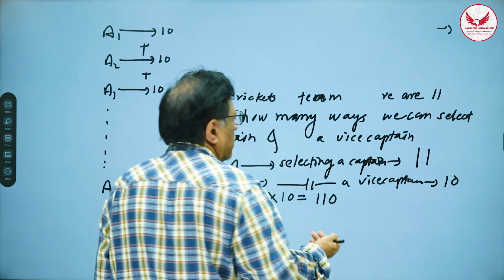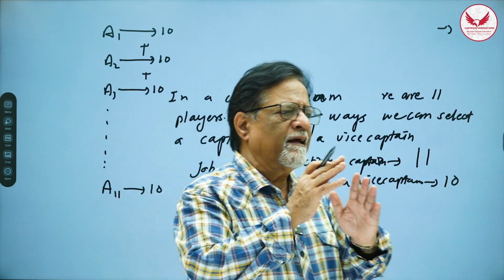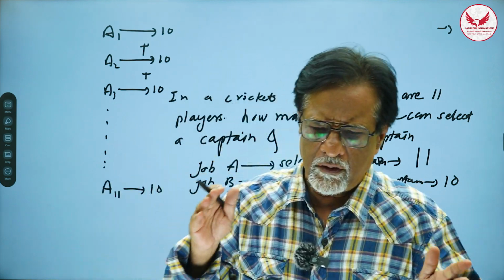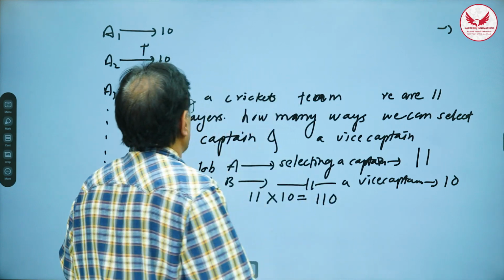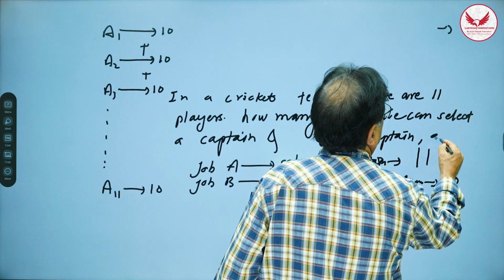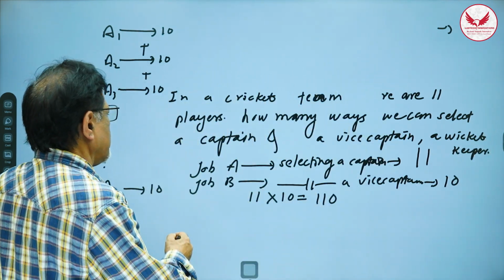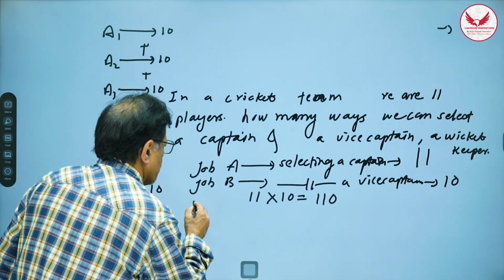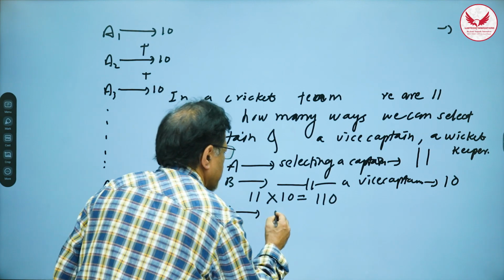Now I'm going to ask you a next question based on the same theme. There are 11 members of a cricket team. Now I want to select not only a captain and vice captain, but also a wicket keeper. So how many ways do I have now? In this case, there is a job C also. What is job C? Selecting a wicket keeper.